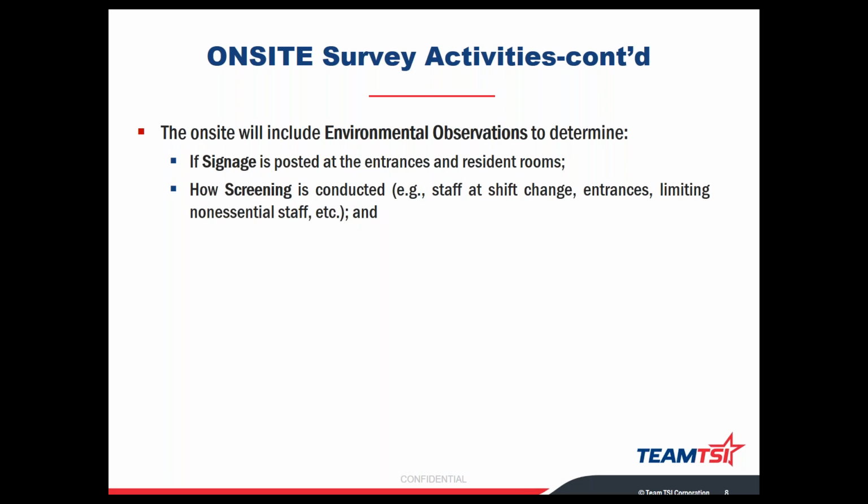The environmental observations, they're going to look for signage. Is it posted at the entrance? Is it posted in the resident rooms? How are we screening staff? At shift change, entrances, limiting non-essential staff as much as possible. A lot of facilities are doing temperature checks at the beginning and the end of the shift on staff coming in. There's some screening tools out there that you can utilize to monitor your staff if they've had an exposure from a symptomology standpoint. But how we're screening the staff in the building to ensure that we're mitigating that risk as much as possible.